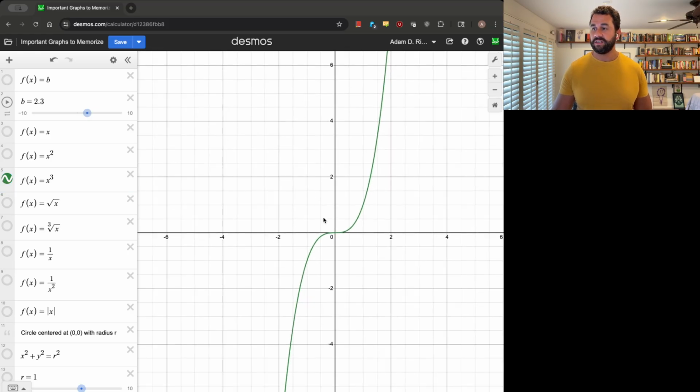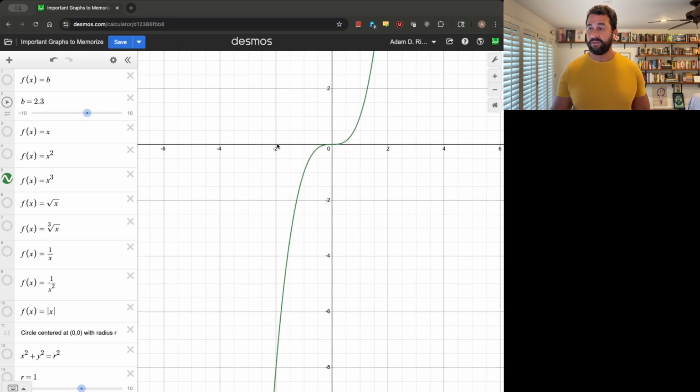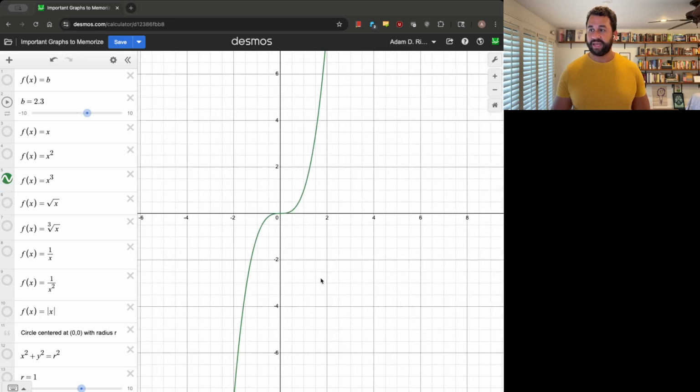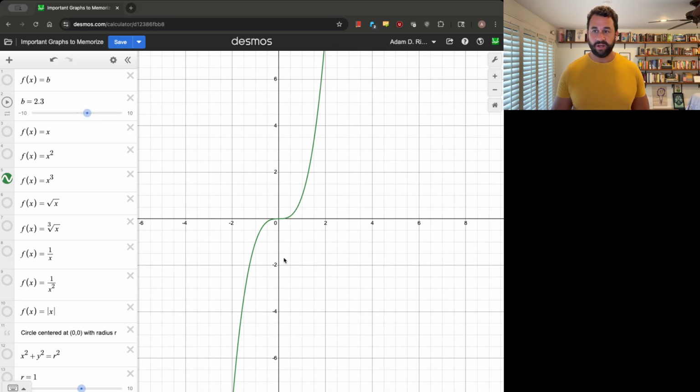Now, one thing to notice here that makes this different from x squared is that if I plug in a negative number, I get a negative output, right? Here, if I plug in negative 2, I get negative 8. And that makes sense if you think about it. You break it down: negative 2 times negative 2 times negative 2. Well, that's a negative times a negative times a negative, so it's going to be negative. And 2 times 2 times 2, that's 4 times 2, which is 8. So we're getting negative 8. And this is what x cubed looks like. We're going to see this one a lot as well.